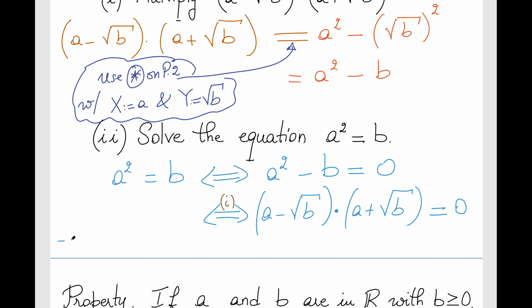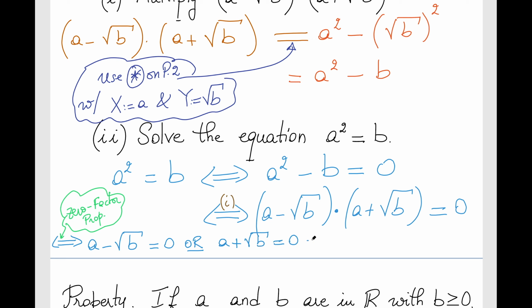So this means what by the zero factor property? This means that either a minus square root of b equals 0 or a plus square root of b equals 0, right? Which is equivalent to saying, so solve for a in each one.